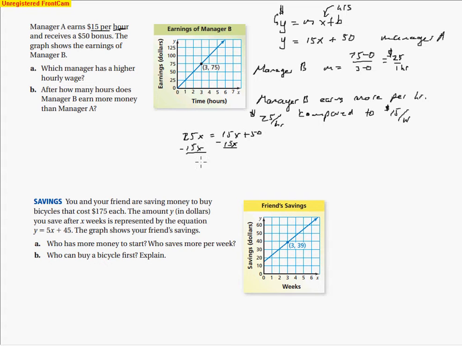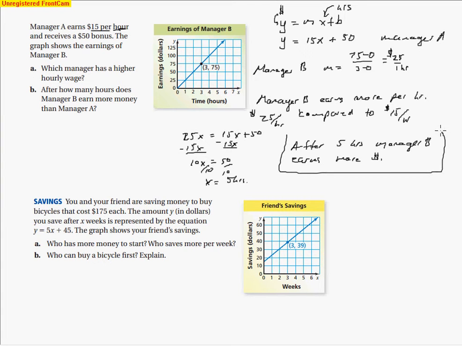And when we go ahead and do the work, I've got 10X equals 50. Dividing by 10 shows me it's 5 hours. So 5 hours, that's when they will make the same amount of money. So after how many hours does manager B earn more? So it would be after 5 hours, manager B earns more money. And let's take a look at the last one here.